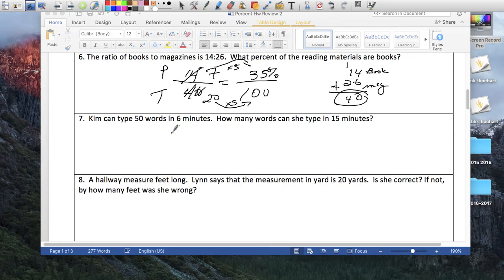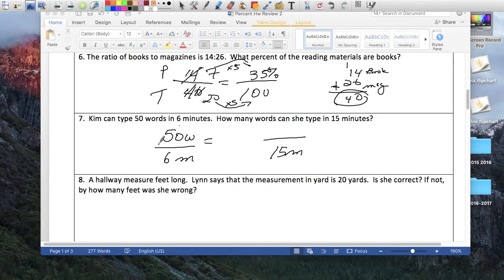Kim can type 50 words in 6 minutes. Okay, good. So 50 words. Let me write that as a fraction. 6 minutes. And how much can she type in 15 minutes? Well, let's see. Up and down, no relationship. Side to side, also no. So I can either find a unit rate, or I can see if I can simplify this. Let's do the simplification first.